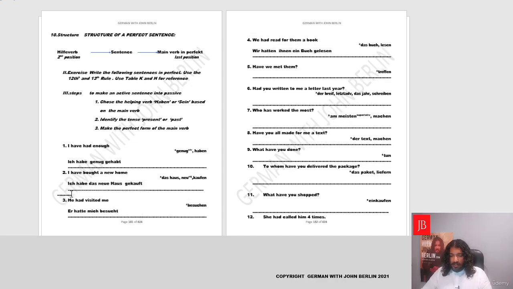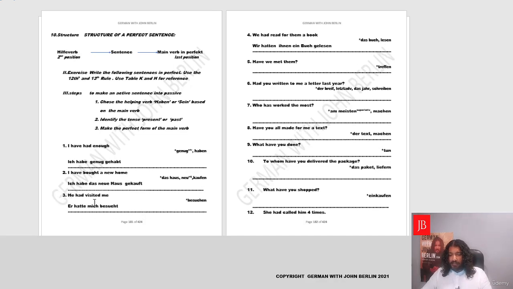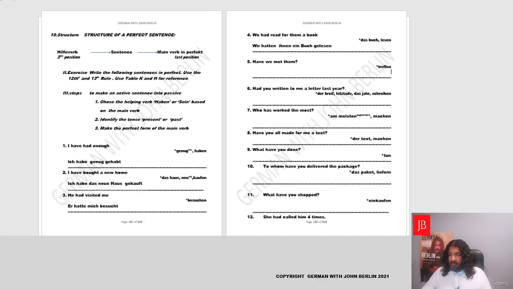And I can do it. Okay, perfect. Moving forward, the sentence is "we met them." Again, it's a question. This time around, we need to identify the helping verb with the help of the main verb. To meet is again not a movement, fundamental movement.